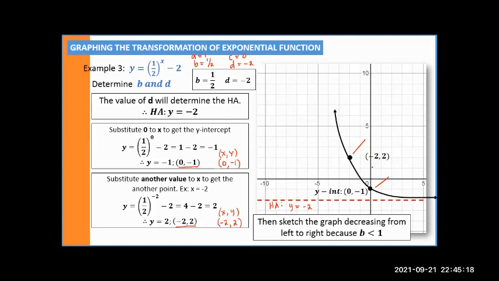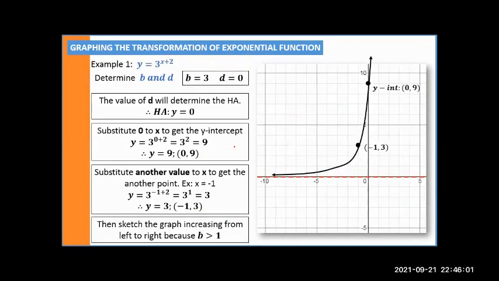Dahil may dalawa na tayong points, so pwede natin i-sketch ang graph depende sa behavior. So, sketch the graph decreasing from left to right because the value of the base is less than 1. So, we have 1/2 less than 1. Kaya ang behavior ng graph natin ay decreasing from left to right. Okay, so that is the graph of our third example. So this is how we graph the transformation of exponential function.